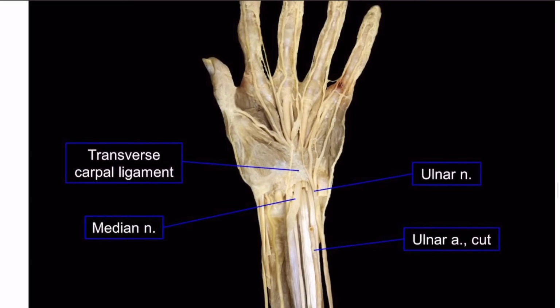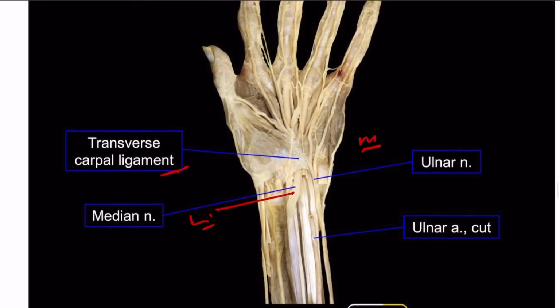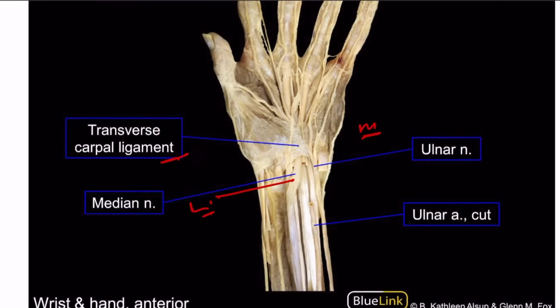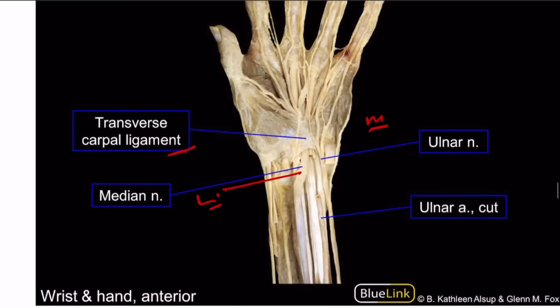So here, this is the ulnar nerve. You're on the medial side. So this is the ulnar nerve. And this is the median nerve because you are on the lateral side. And this is the transverse carpal ligament. And this is the ulnar nerve, all right? So these are all the flexors. Obviously, that would be the radial artery as well.